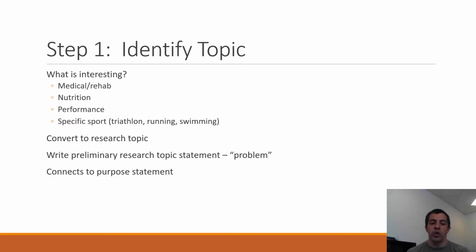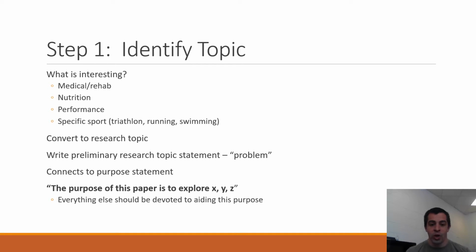You want to connect it to a purpose statement. Connect your problem to a purpose statement, right? This is an absolute mandatory requirement, and it just makes things much simpler. But it's a requirement, and you have to put this in your paper. You have to put something along these lines. It has to say, at the end of your introduction, the purpose of this paper is to explore X, Y, and Z, X, Y, and Z being the variables you're looking at.